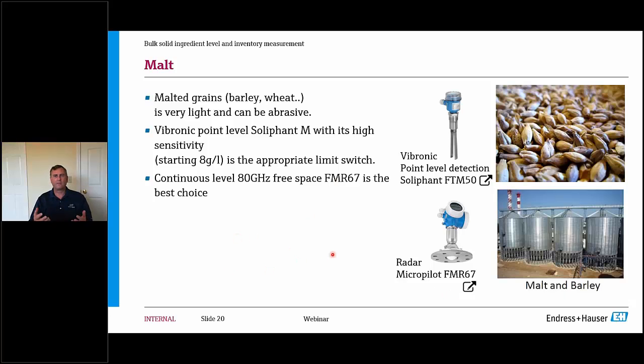So moving on to a couple of other applications, malt. We have a lot of breweries out there as well, and others that are dealing with barley or wheat and so on. It's also very light, low dielectric constant, but again, here the free space radar works just fine, and then the same point level sensor, the tuning fork style point level sensor, works excellent in malt and barley type of applications.